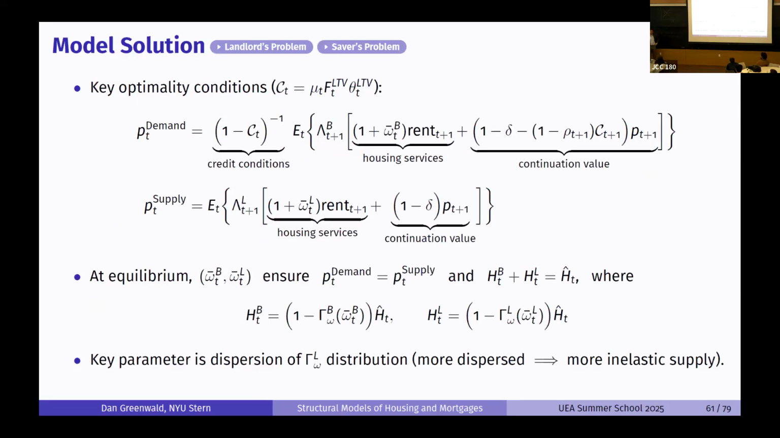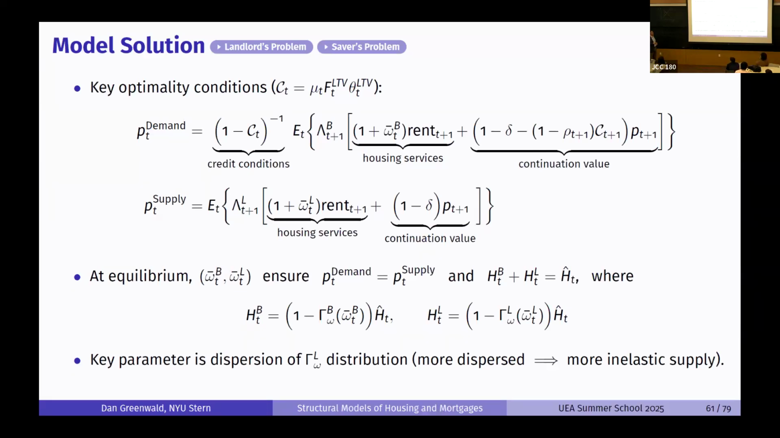Okay, so now we're going to get back to the equations we've been looking at all morning with a twist. So now instead of one equation, we're going to have two of these things. We're going to have one from the borrower side and one from the landlord side, which I'll call P demand and P supply, right? That's what's going to pop out of their optimality conditions.